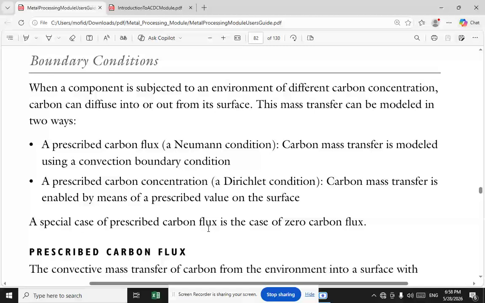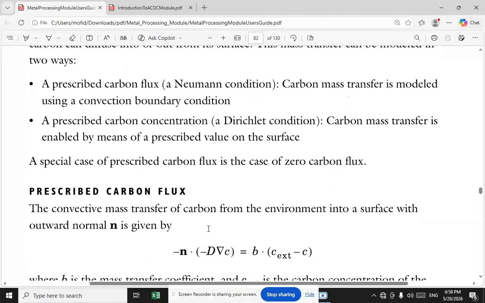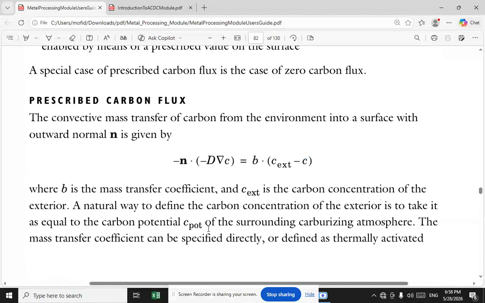The first one is prescribed carbon flux. A Neumann condition: carbon mass transfer is modeled using a convection boundary condition. The second is a prescribed carbon concentration, a Dirichlet condition: carbon mass transfer is enabled by means of a prescribed value on the surface. A special case of prescribed carbon flux is the case of zero carbon flux.